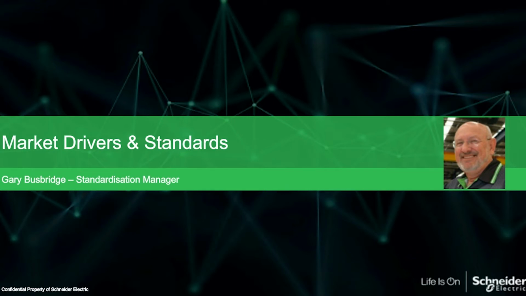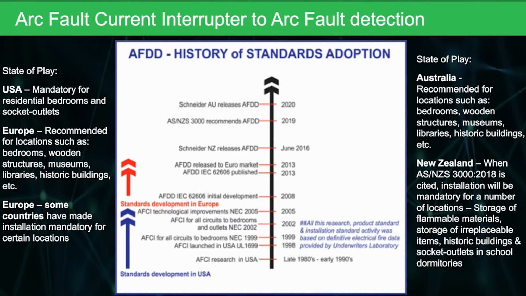What I would like to do is start off with a bit of the history of the standards adoption globally. It actually did start in the USA. It was called, and still is in the US, an arc fault circuit interrupter. So AFCI is their acronym. As you can imagine, the USA are governed by UL, or the laboratories, in regard to their product standards, and they're predominantly about fire protection.